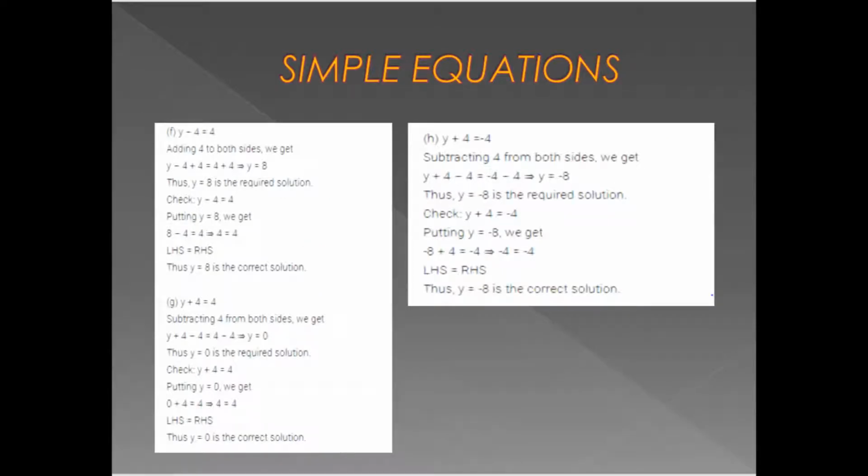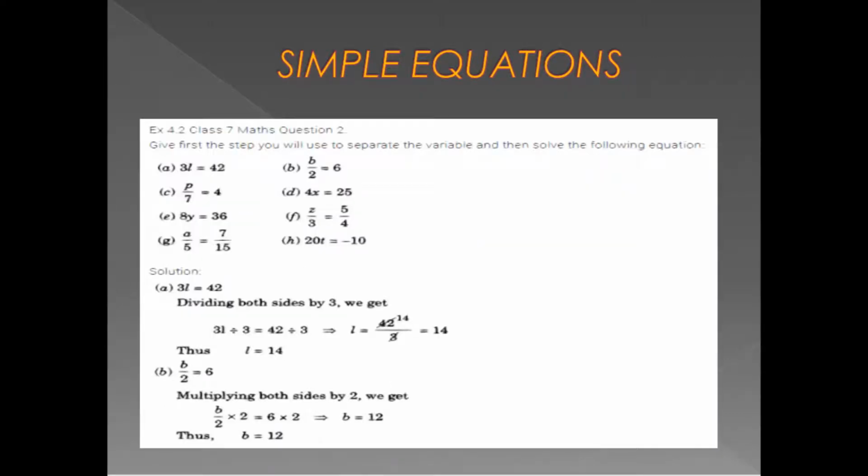Moving to the F part: y minus 4 equal to 4. Adding 4 to both the sides, because we have minus 4 along with y: y minus 4 plus 4, and adding 4 to the right hand side also. So it will become y equal to 8. So y equal to 8 is the required solution. Then for checking, y minus 4 equal to 4, in place of y we write 8 minus 4 equal to 4, which is again equal to the right hand side. In the same way, y equal to 8 is the correct solution. So you can go for the G and H parts.